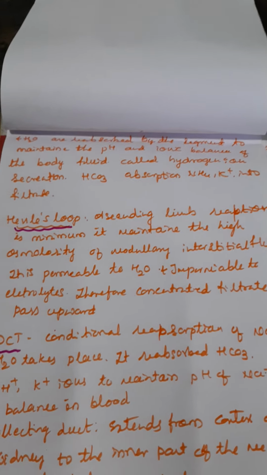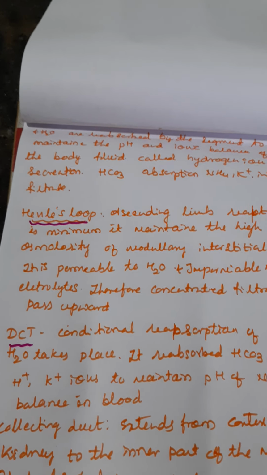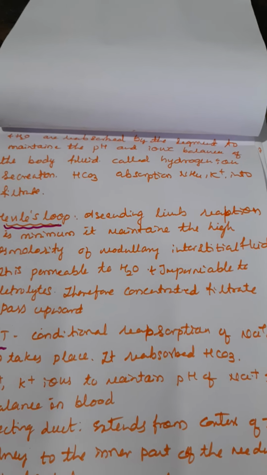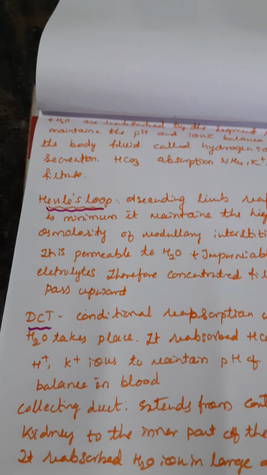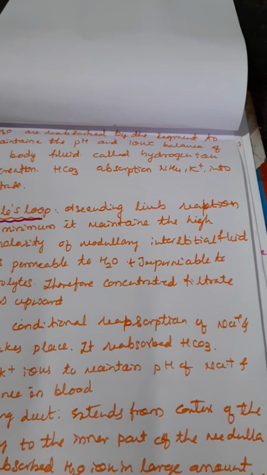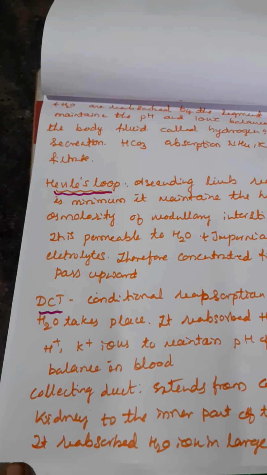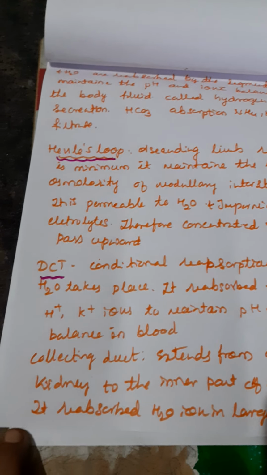DCT. Conditional reabsorption of sodium ions and water takes place here. It reabsorbs HCO3, and hydrogen and potassium ions are exchanged to maintain the pH and sodium balance in blood.